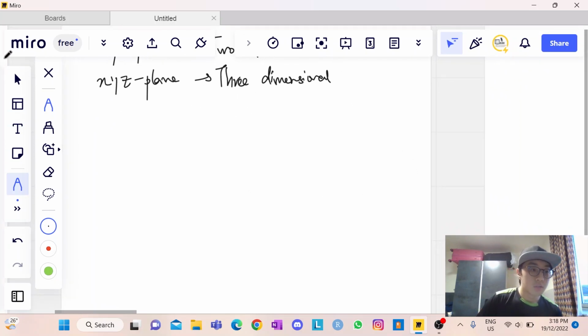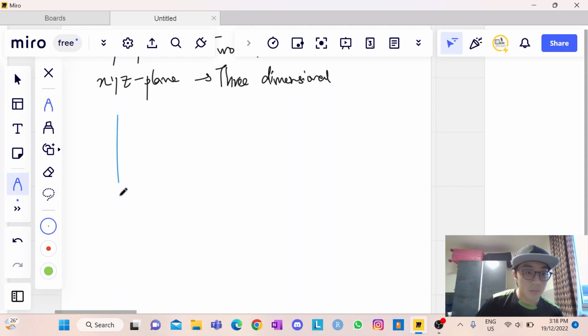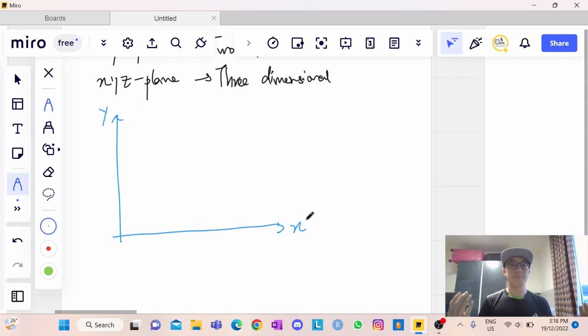Okay, so you might see a plane drawn like this. This is the y-axis and this is the x-axis, and this is the basic xy plane. All right, you have the origin, which is 0. So when x is 0 and y is 0.